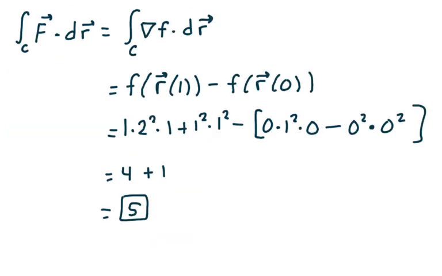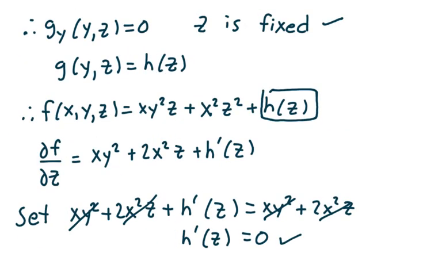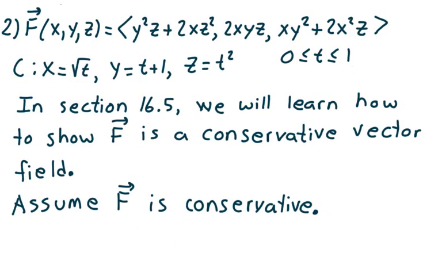So the integral over c of f dot dr is equal to the integral over c of the gradient of f dot dr. But by the fundamental theorem, this is equal to f of r of 1 minus f of r of 0. And then I just plugged this in accordingly, and I ended up getting 5. And that's example 2.